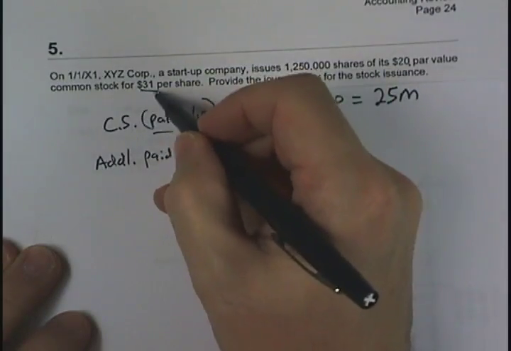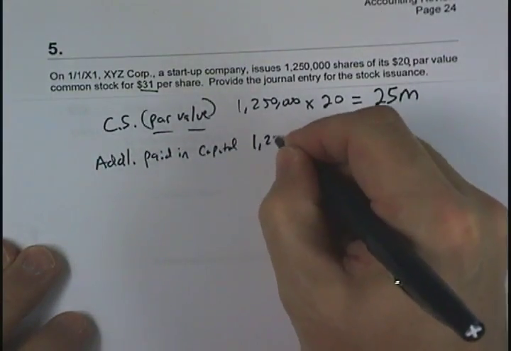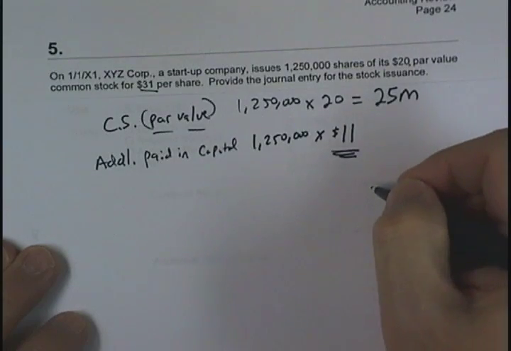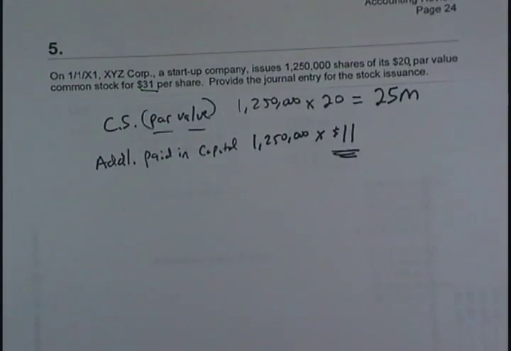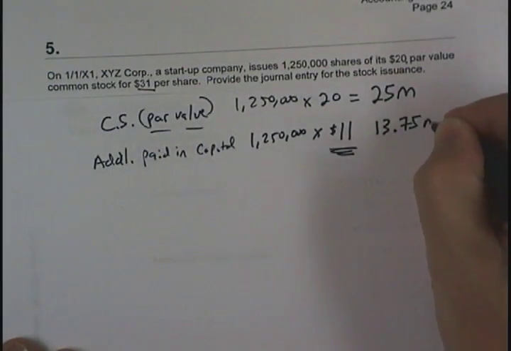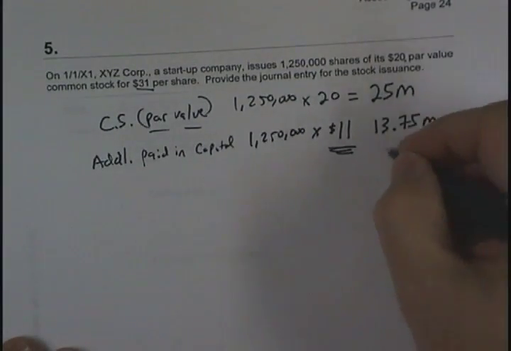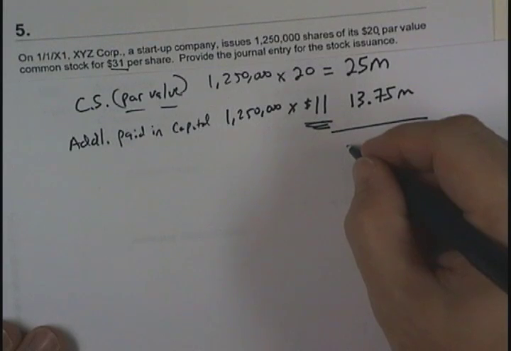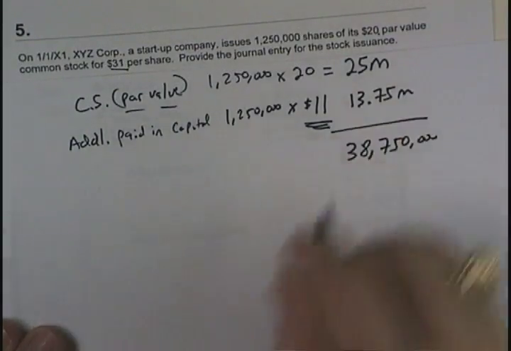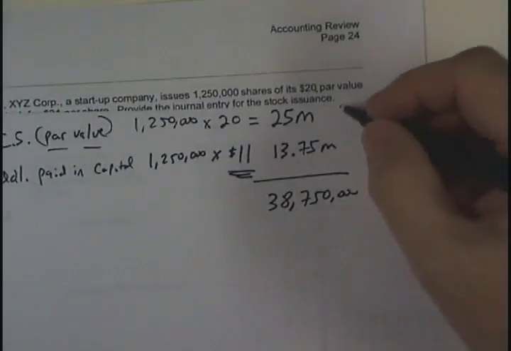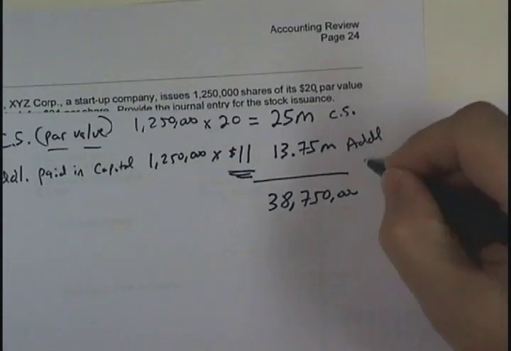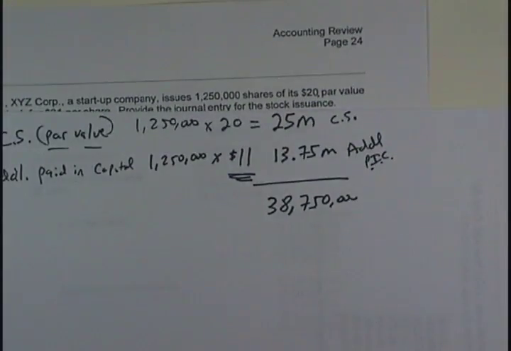$20 par selling or issuing for $31 per share would be 1,250,000 shares issuing at a price of $11 above par value. So that additional paid-in capital account would go up by $13,750,000, $13.75 million. So the total value of the stock being issued is $38,750,000, which we need to record. $25 million of it into the common stock account and $13.75 million into the additional paid-in capital account.